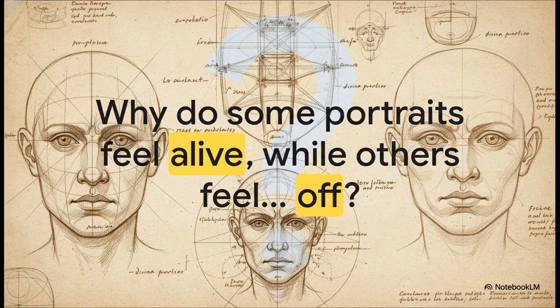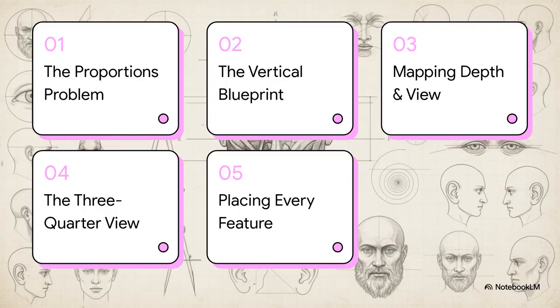Well, the answer almost always comes down to one simple thing: proportions. It's a subtle code for sure, but once you learn to read it, everything changes. So here's our game plan for cracking that code. First, we'll look at the problem itself. Then we're going to build our solution, piece by piece. We'll start with a vertical blueprint, then map out depth, tackle that tricky three-quarter view, and finally put it all together to place every single feature with total confidence.